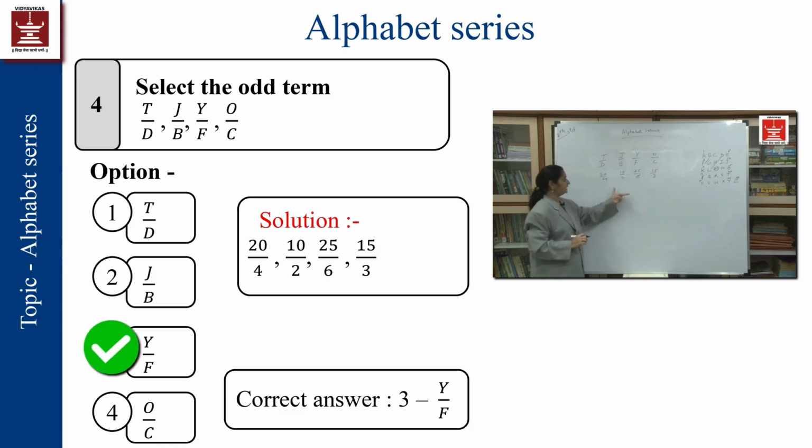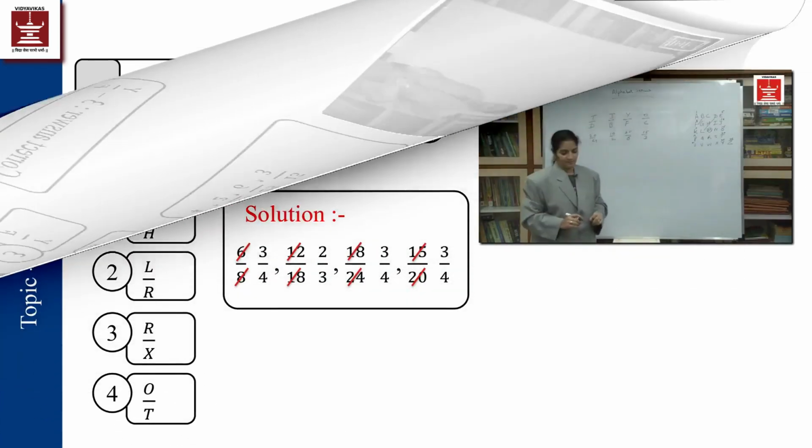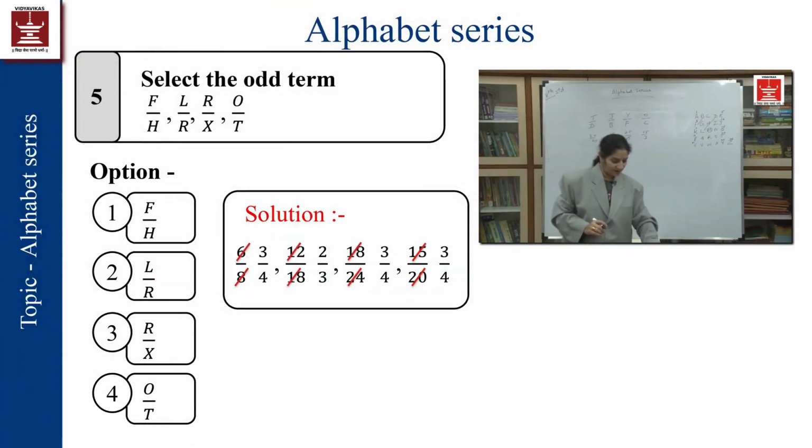Maybe their answers are not the same, but they are completely divisible. That means the numerator is completely divisible by the denominator. Whereas 25 upon 6, that is Y upon F, there it is not completely divisible. So this way, this becomes different and the other three become similar. We have some common feature with them. Okay, we'll take one more example of the same type.